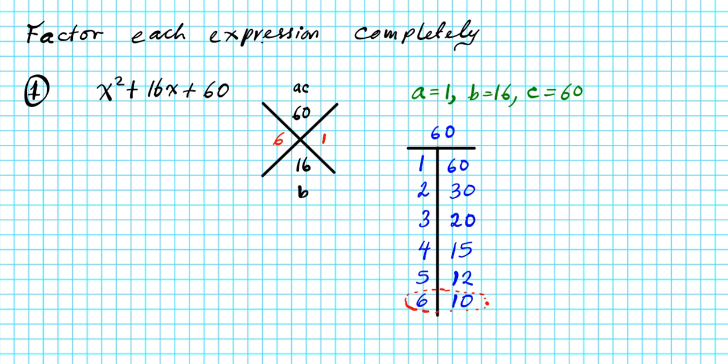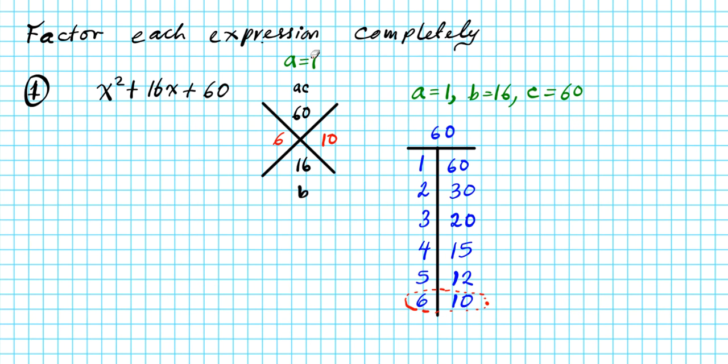Now we'll ask ourselves, do these numbers work? Anytime you populate your X game with numbers, you must always test them to ensure that they work, both the number and the sign. Okay? So 6 times 10 is 60. Good. 6 plus 10 is 16. Excellent. Now, in this case, we have a situation where A is equal to 1.